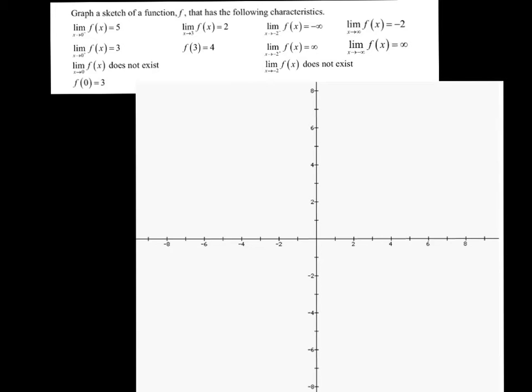For example, f of 0 is 3. So that's the point 0, 3. And I'll plot that point. Another easy one, f of 3 is 4. So 3, 4. Okay, so there's an easy one. And I think that takes care of the easy ones.